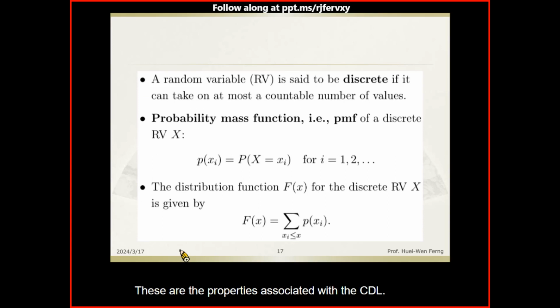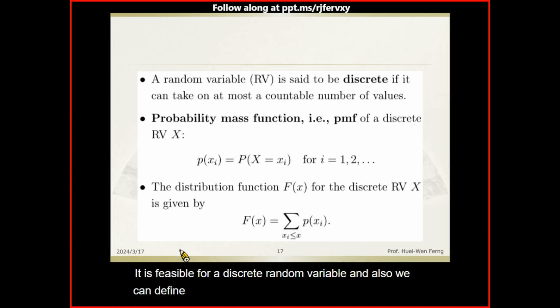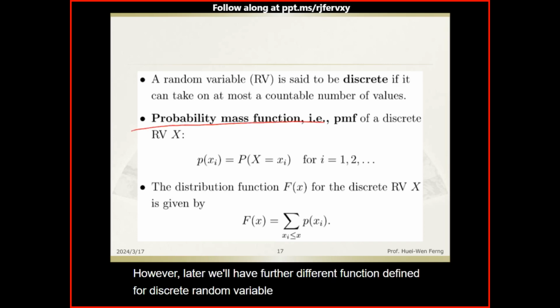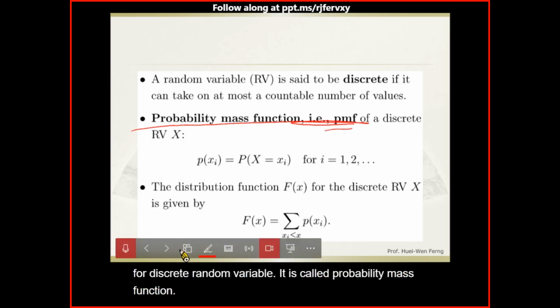Well, CDF is actually feasible for a discrete random variable, and we can also define CDF for a continuous random variable. However, later we will have a different function defined for discrete random variables. It is called the probability mass function. Well, the probability mass function is simple.